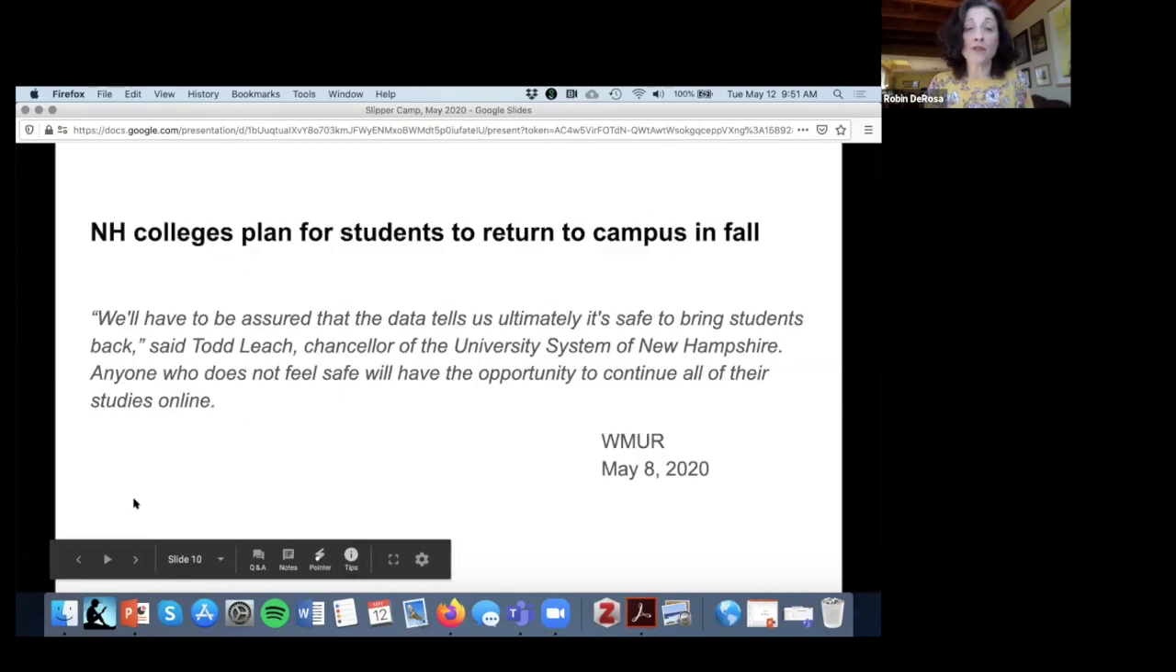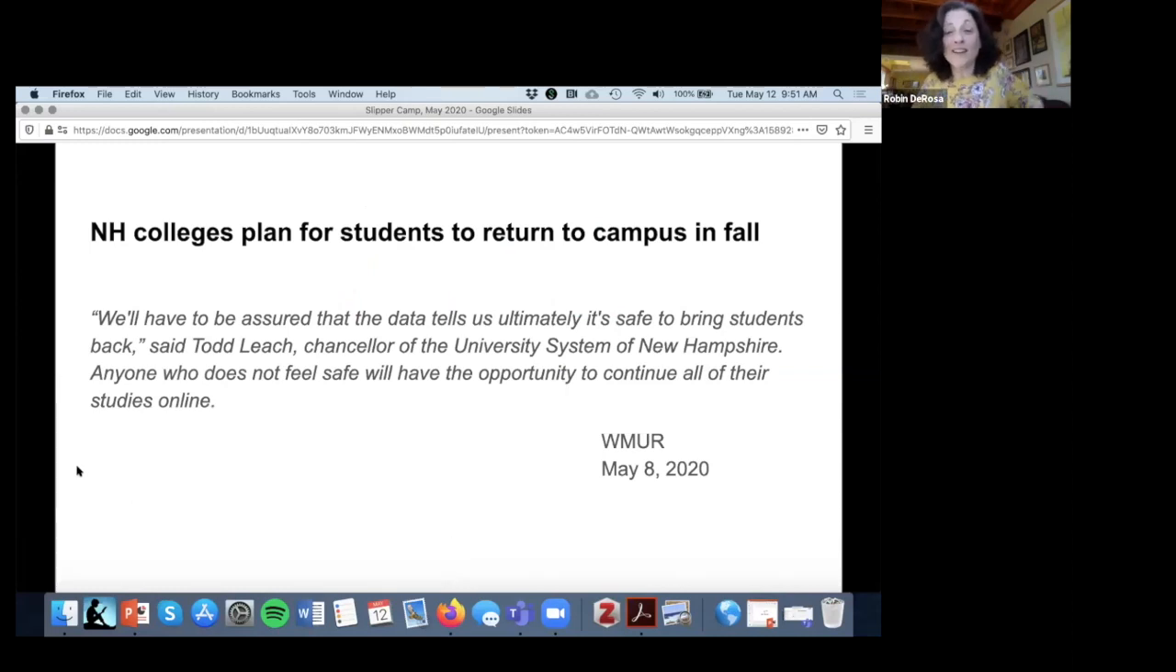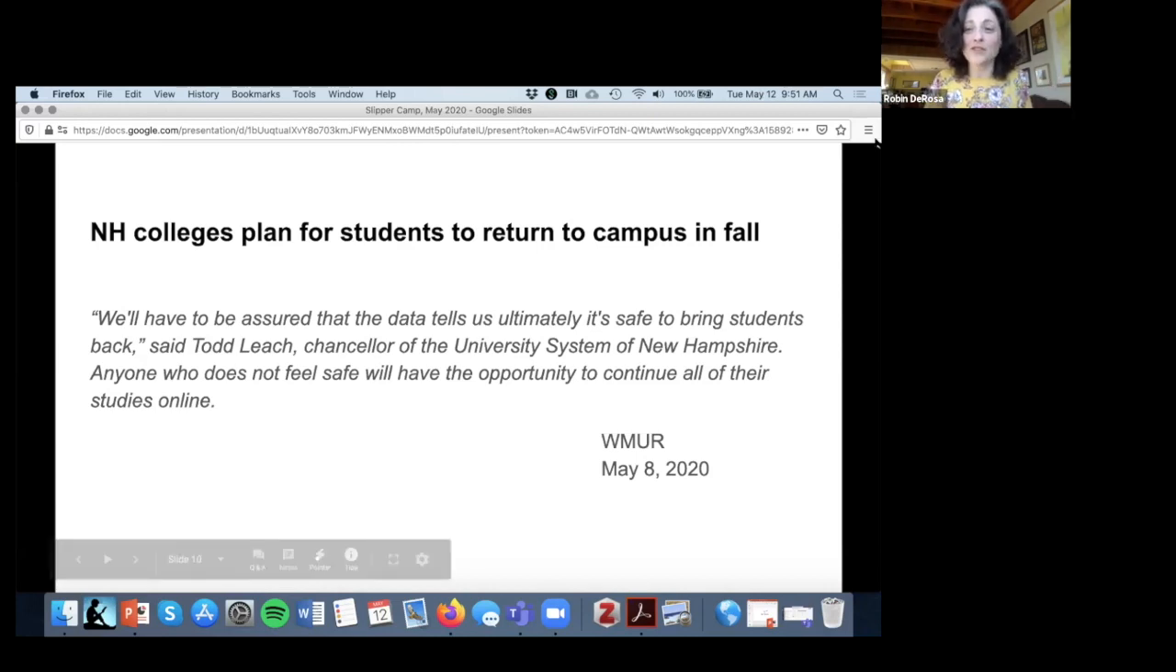So what is HyFlex? Well, first, let me draw your attention to this quote that I read in WMUR, and I was like, oh, well, good, let me write that down because looks like I need to know something. The headline was, New Hampshire colleges plan for students to return to campus in the fall. And here's our chancellor saying, you know, we will do this if it's safe. And then this really interesting other statement. Anyone who does not feel safe will have the opportunity to continue all of their studies online. And I was just like, oh, make a note of that.